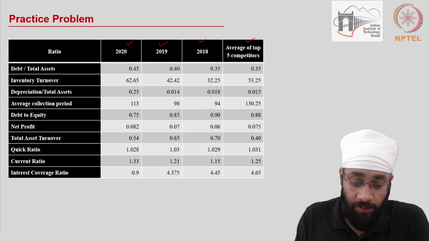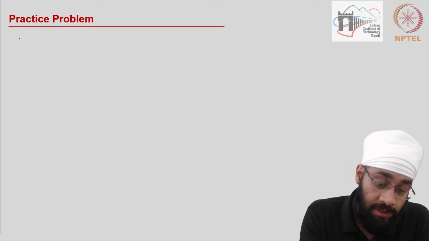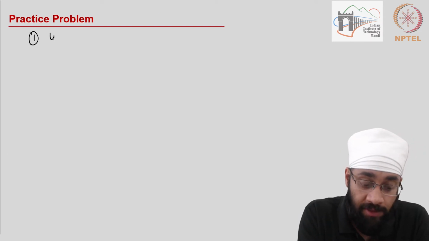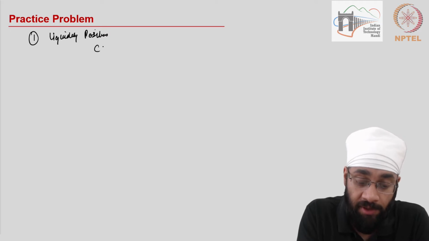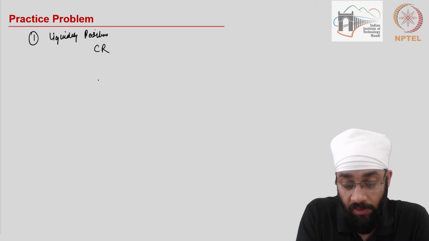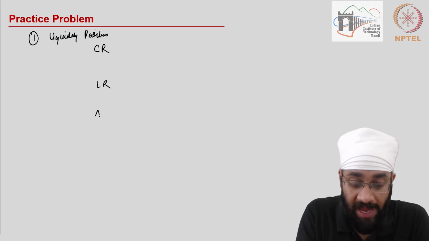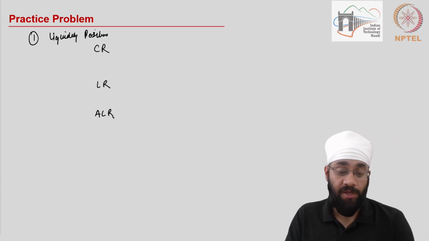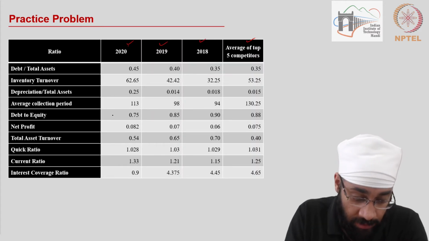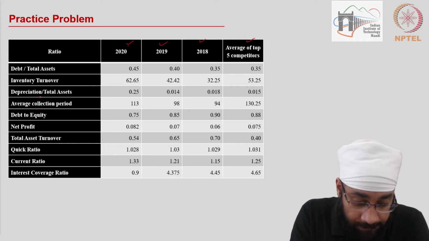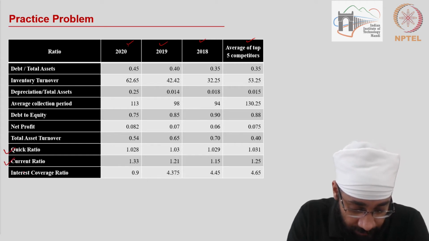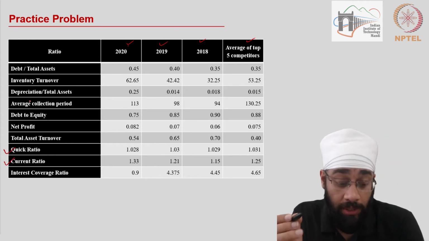Okay, fine. So 2020 liquidity position. Let me get the liquidity numbers here. So liquidity position can be gauged by looking at current ratio. We can look at the liquid ratio. We can look at absolute liquid ratio. So where are these numbers in this table? In this table, you have quick ratio and current ratio, but there is no absolute liquid ratio.